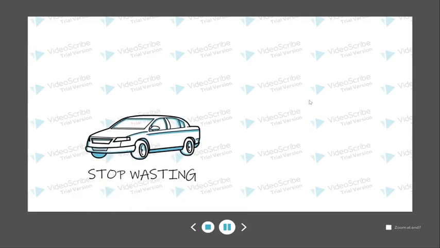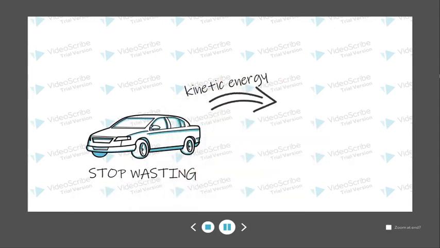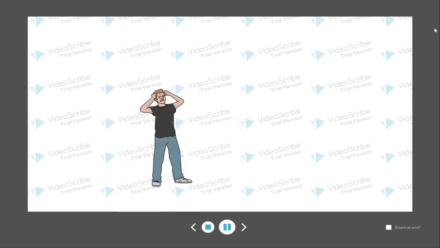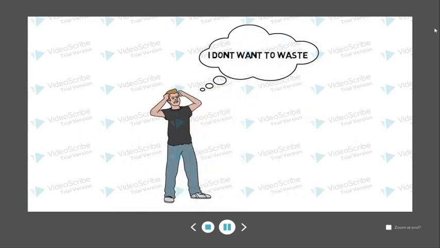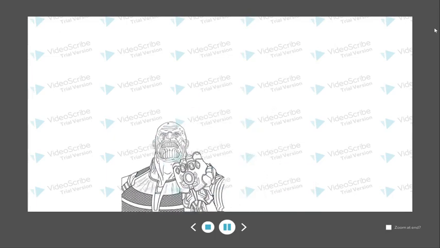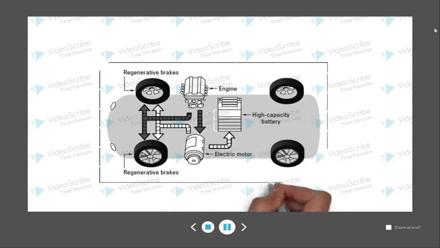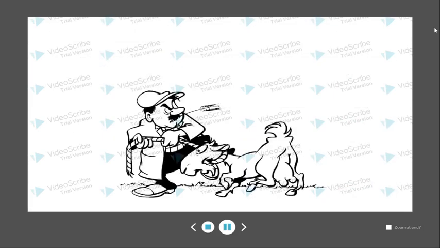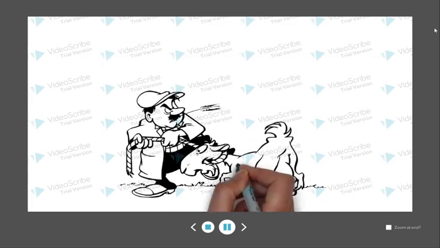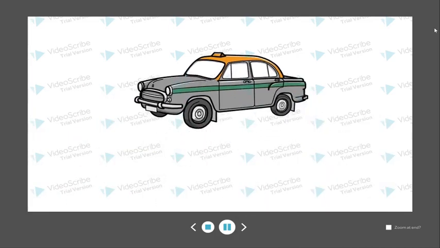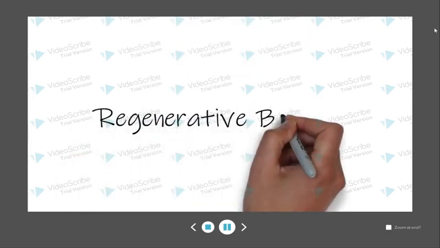So when your car slows down, the kinetic energy is converted into waste energy like heat. Is there anything that you can do to stop wasting energy? Not really, because heat energy is an inevitable byproduct of braking. However, some engineers have come up with a kind of braking system that can recapture much of the car's kinetic energy and convert it into electricity, which can be used to recharge the car's batteries. This system is called regenerative braking.